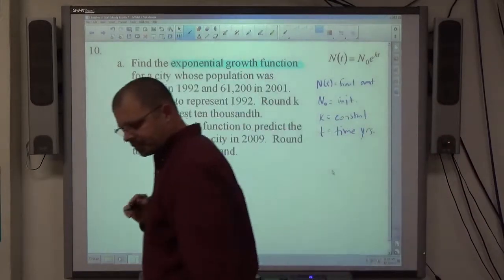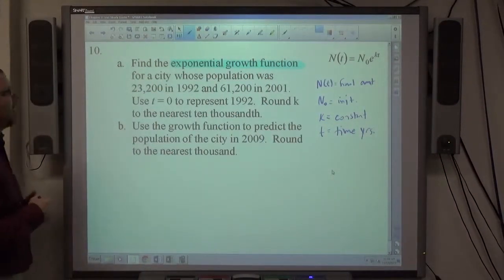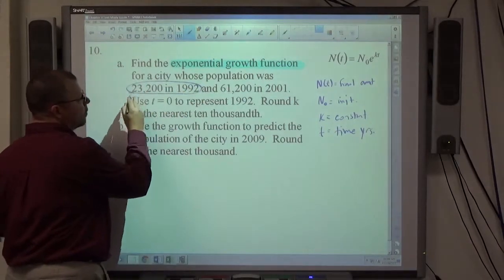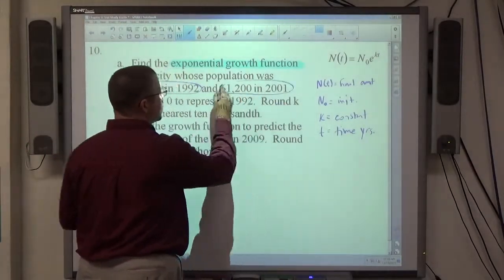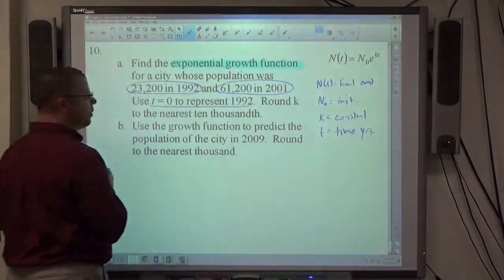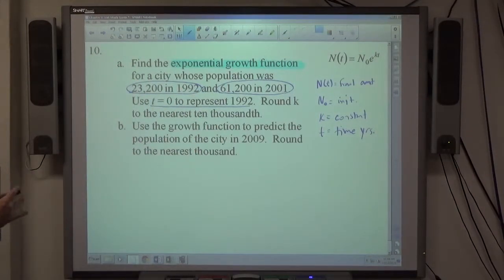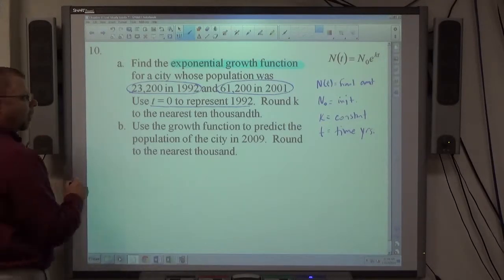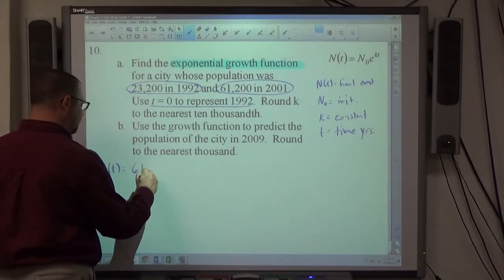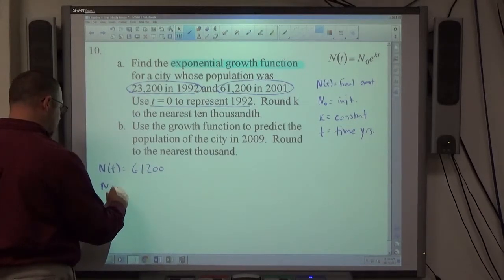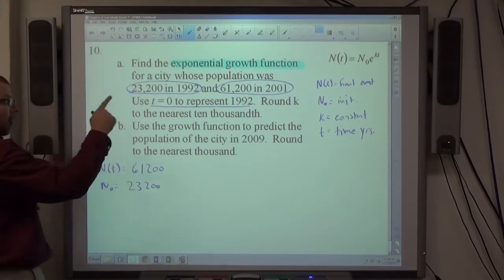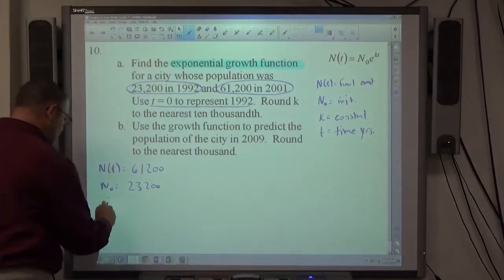All right, so what we're given in this problem is that we have some city that we start off with an initial population of 23,200. We end up with 61,200 in 2001, which is 9 years later. They want 1992 to be represented as time equals 0. So looking at all the stuff I need to establish here for part A, my final amount is 61,200. My initial amount is 23,200. I can see that from 1992 to 2001 is a total of 9 years.